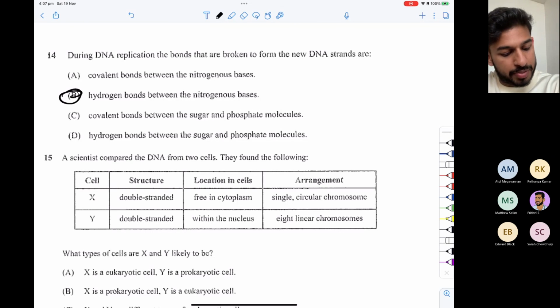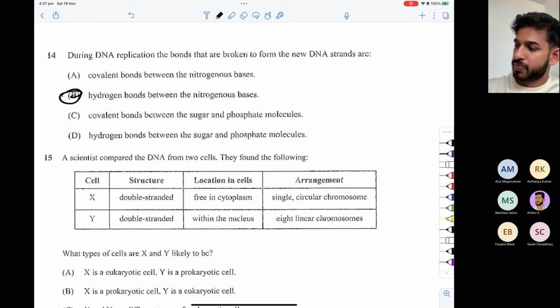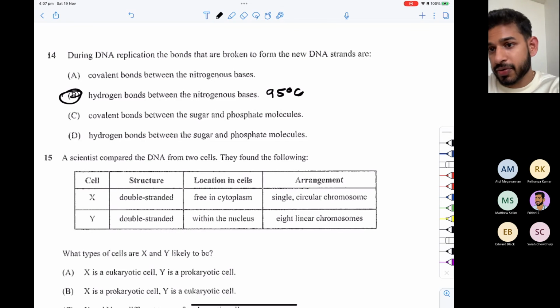Does anyone remember what temperature you need to break these hydrogen bonds? And I'm not asking it just out of fancy facts. This is directly used in a technology you will be learning in about 2 weeks, 3 weeks time for this module. So when I first taught you about these hydrogen bonds, I told you there's a temperature they break at. Does anyone know what that temperature is? About 95 degrees. At 95 degrees, those bonds break.